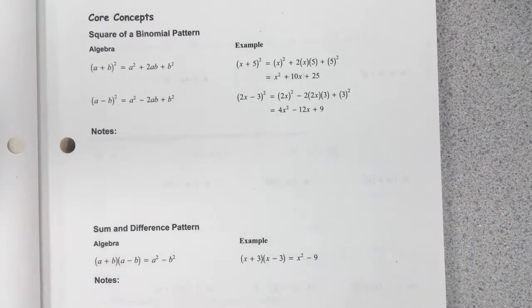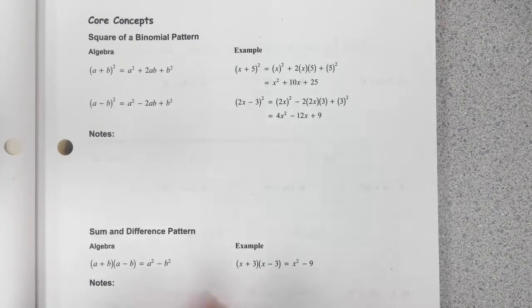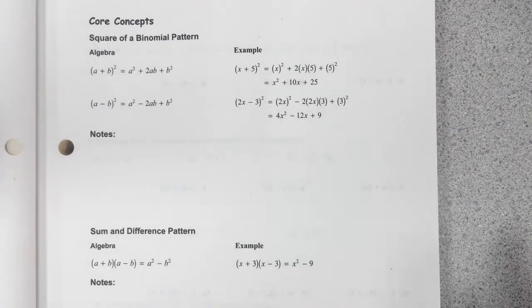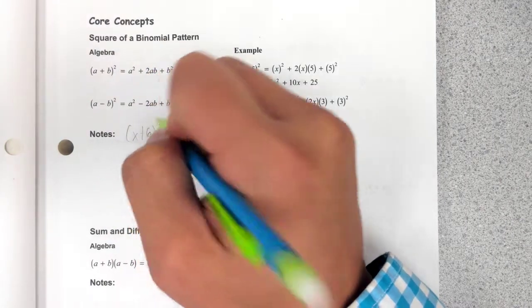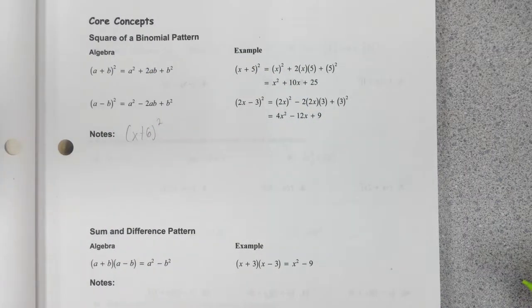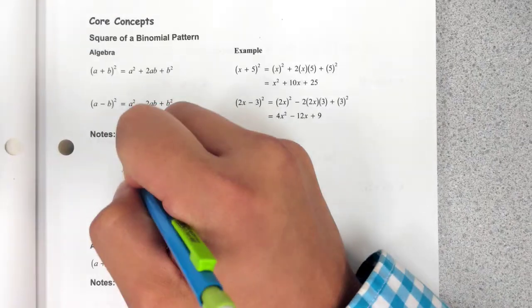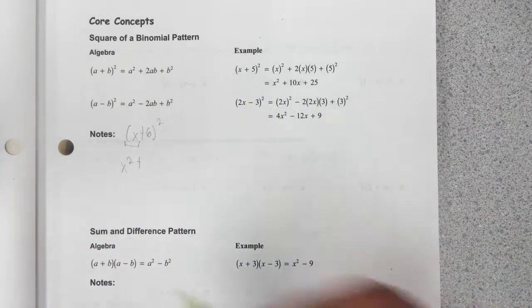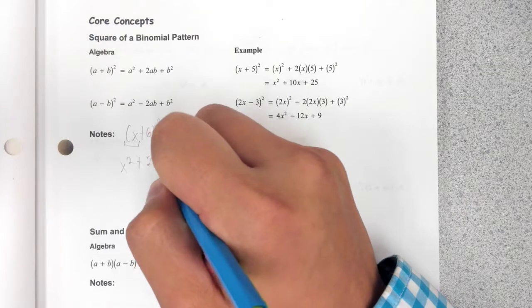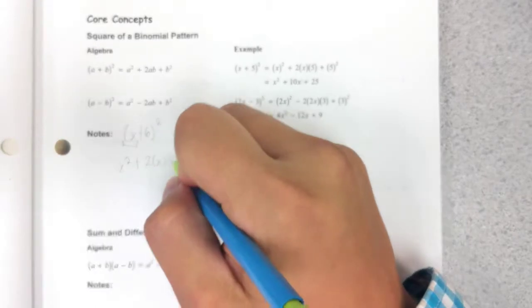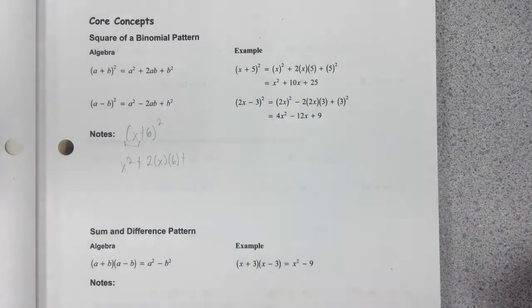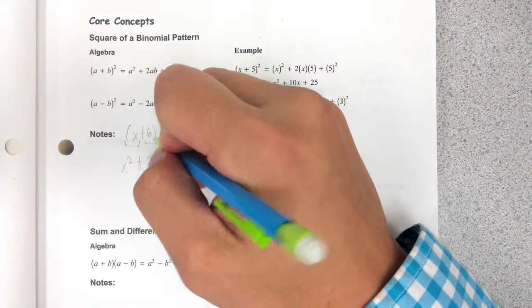These are just examples. I'm going to point them out. (a plus b) squared, so let's just make up one. Let's say (x plus 6) squared. If I use this as my example, the a is the first term, which is x. So I will write x squared plus 2ab, 2 times x times, what is b? B is the second term, times 6, plus b squared, which is the second term again.